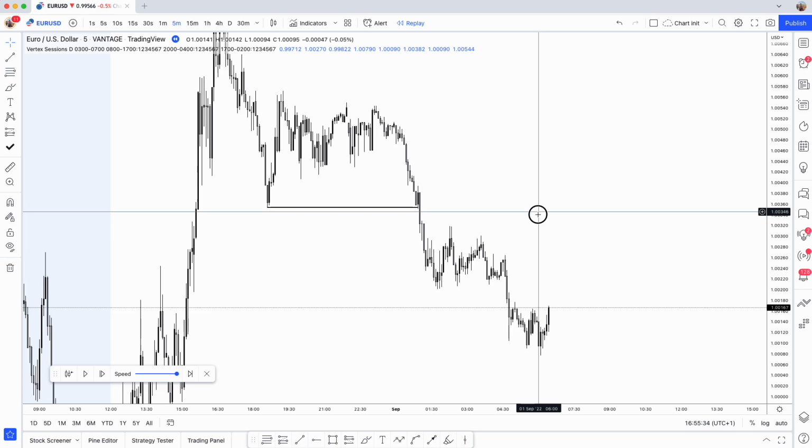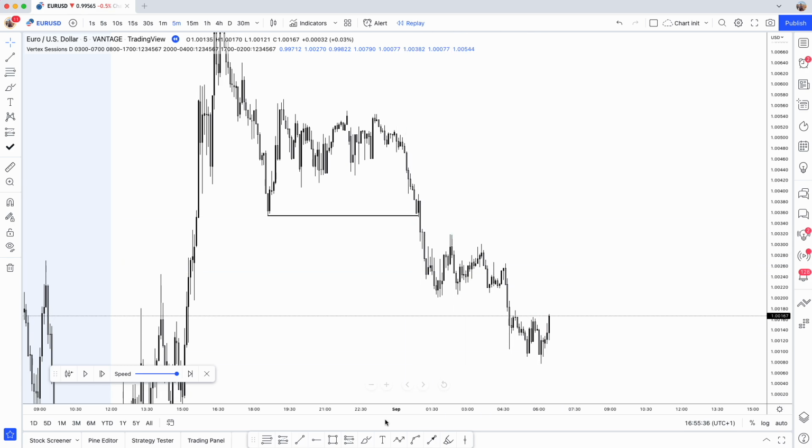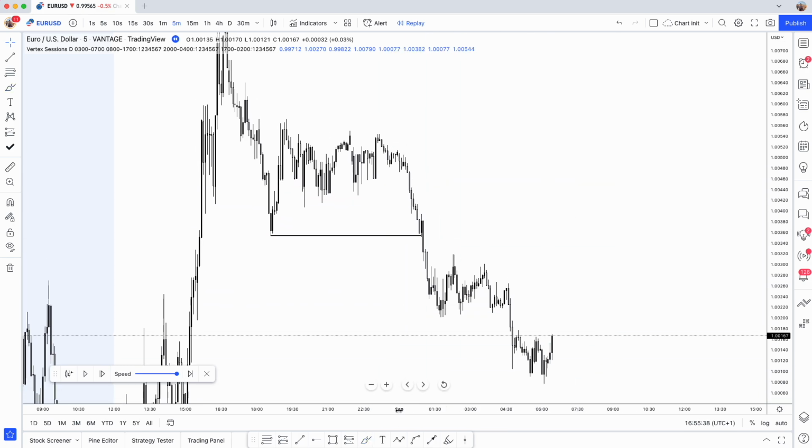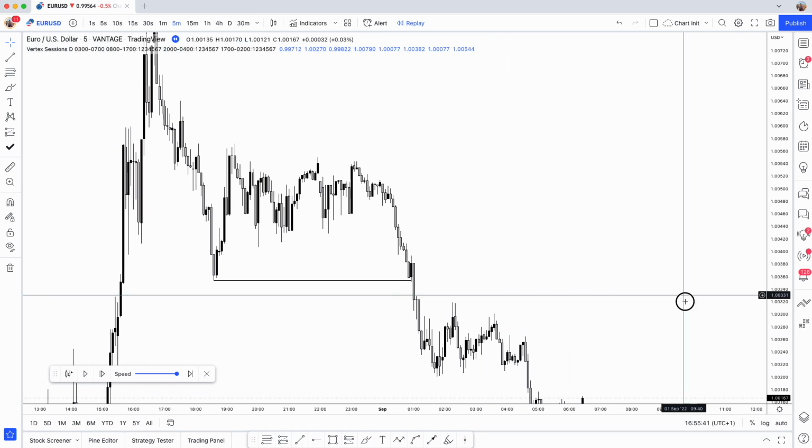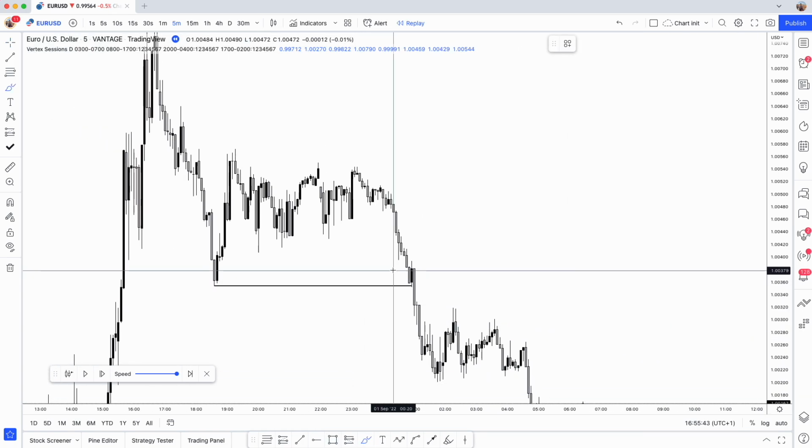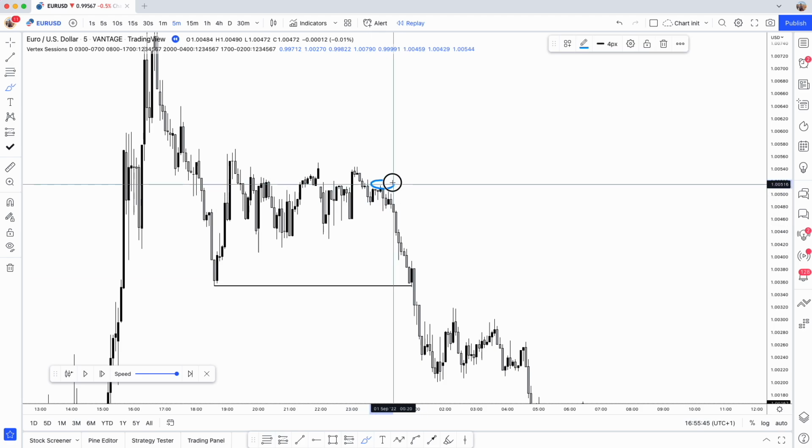Anyway, this breaker structure, where has it come from? Our range high in this case is, I don't know if I'm zooming in enough, there we go. Our range high in this case is this candle here.